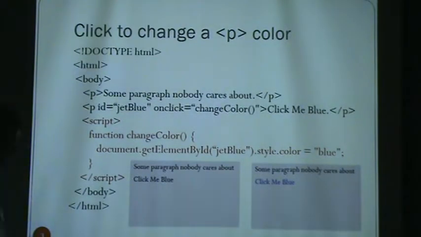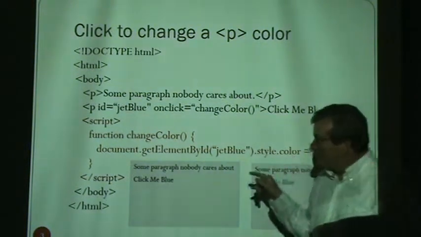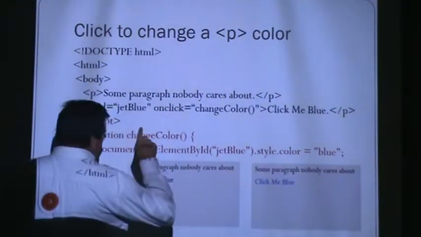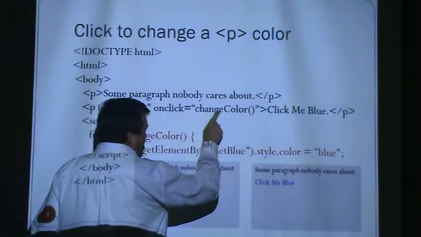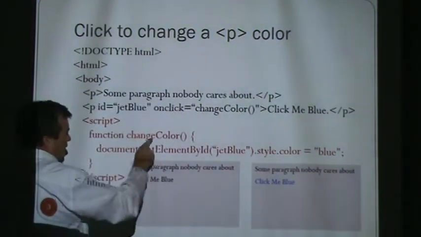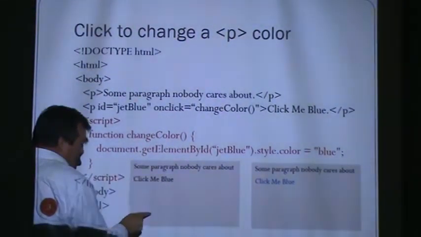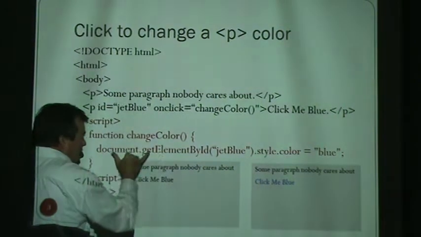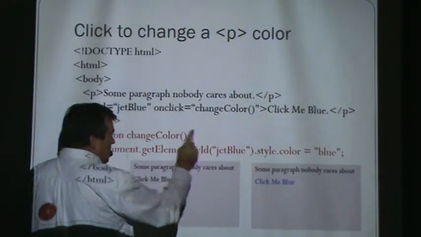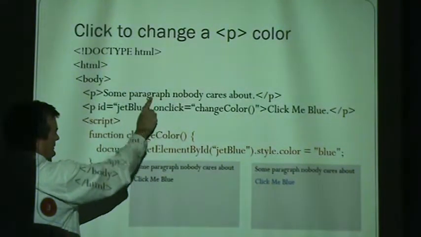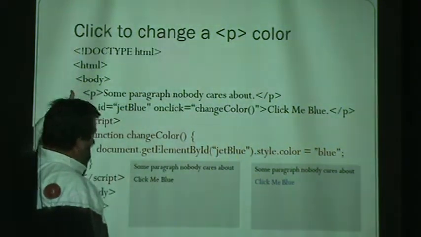So there's a lot of function calling going on inside here, but we're getting good at programming. So here's what we're doing. When you click on this, you're causing the function change color to be called. We go call change color. What does change color do? It goes into the document, our page, and document calls a function getElementById, and we pass in the parameter JetBlue. That's this paragraph, not this one. So now we say get this paragraph.